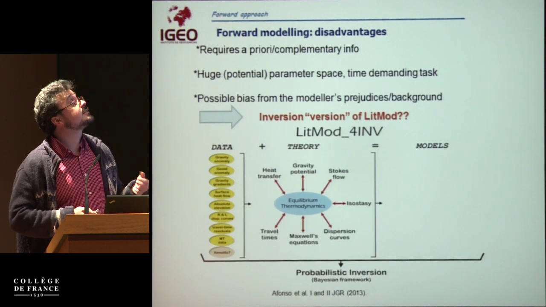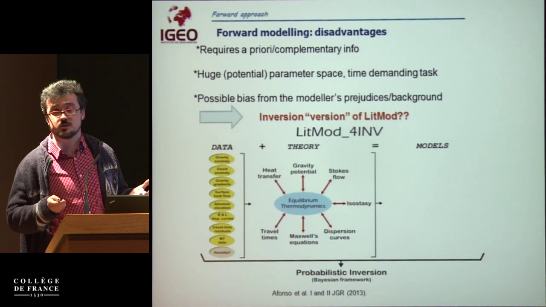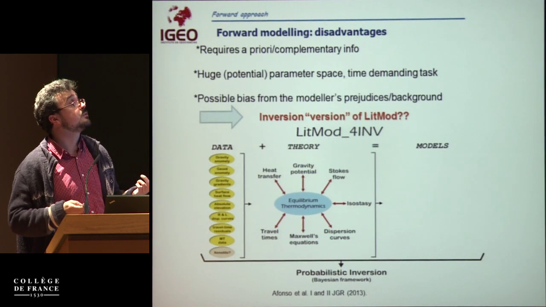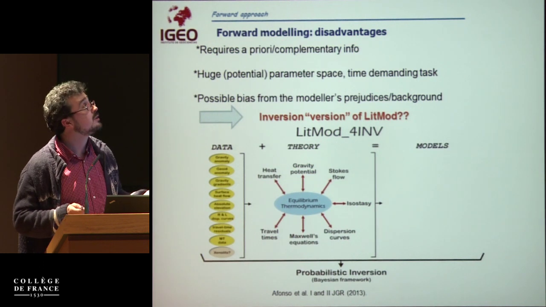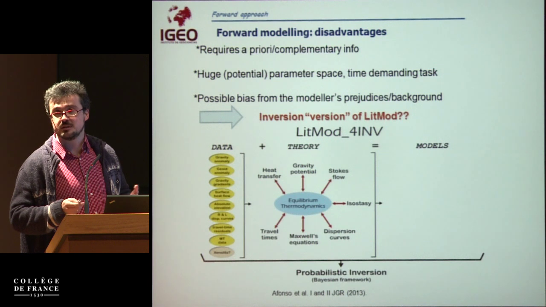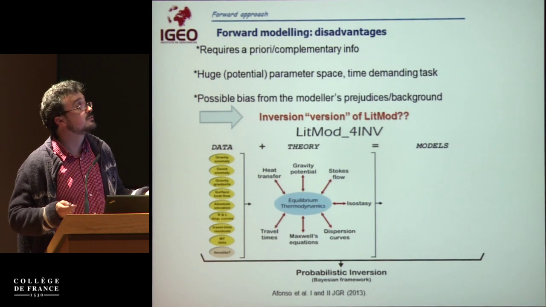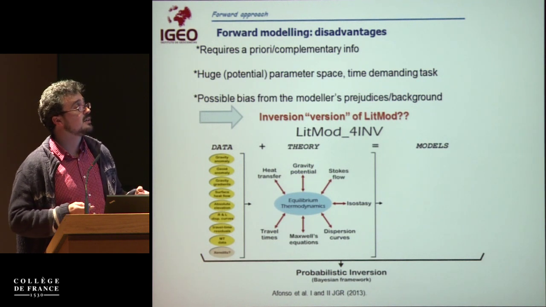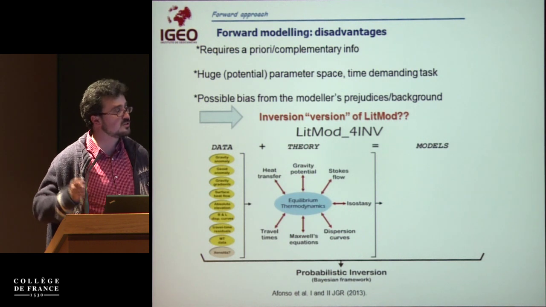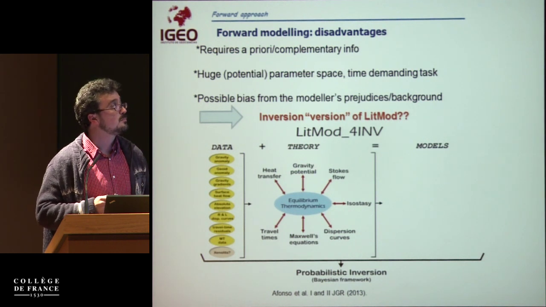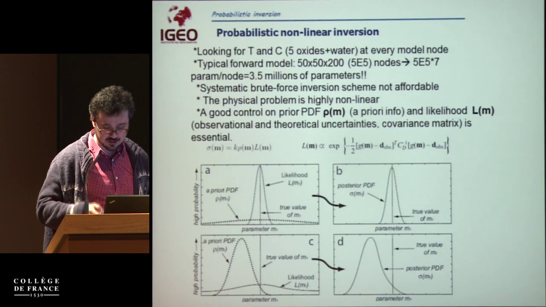On the downsides, it requires that you know a lot about the system. The potential parameter space is very large, composition and temperature. So every systematic exploration is not going to be possible. And finally, there might be human or modeler bias just because of the prejudices that people have or their backgrounds. So because of all those things, we started developing an inversion version of this already working forward model. This is what we've been doing recently, and I would focus on that now.